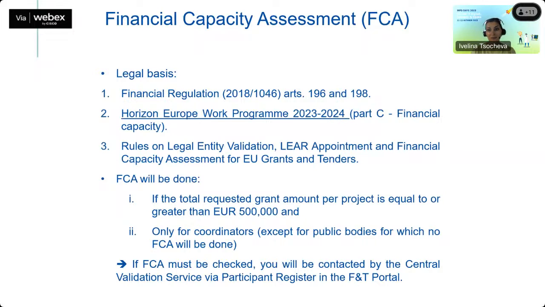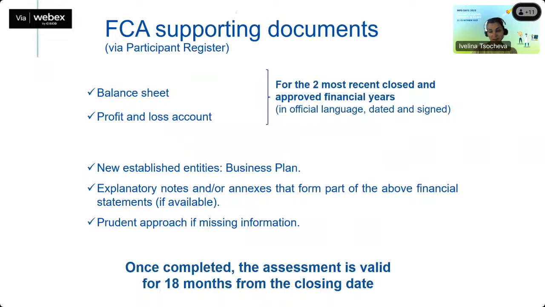If the financial capacity assessment is needed for your PIC, in case you're a coordinator, we are going to contact you directly through the participant register and the messaging functionalities of your PIC account. You are going to receive a request that will list all needed supporting documents. They're, of course, very well known for the majority of the cases. These are the annual accounts of the company, including the balance sheet statement, profit and loss account, the explanatory notes and annexes to these annual accounts.